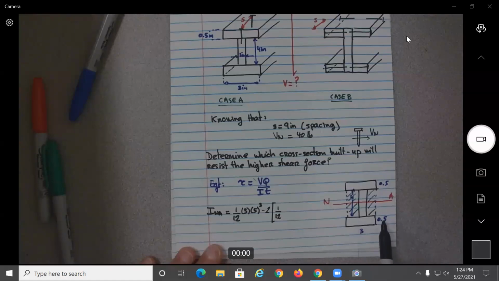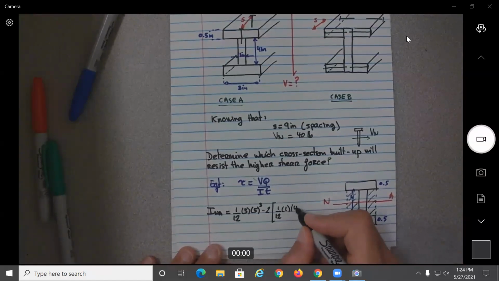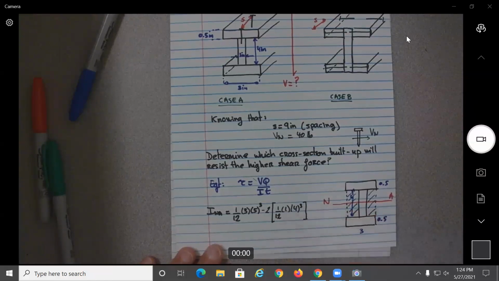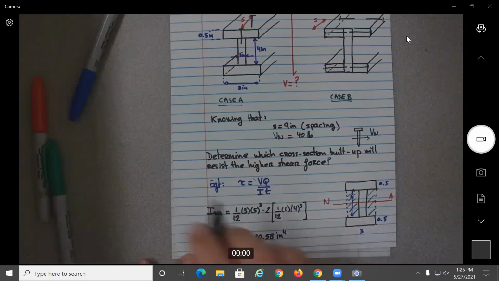so what we have over here, this is 3, this is 1, so that will be 2. So each one will be 1, and the height will be 4. If you do this calculation, you get that the moment of inertia is equal to 20.58 inch to the 4th.